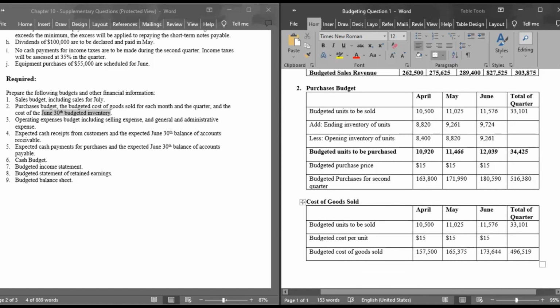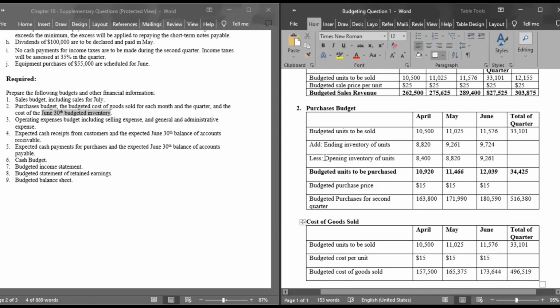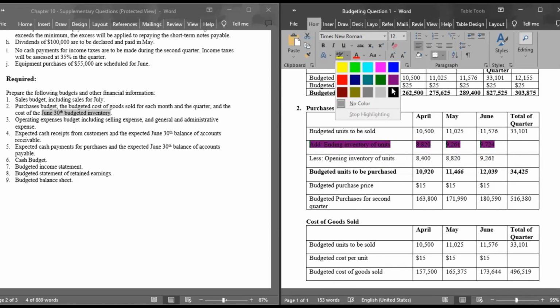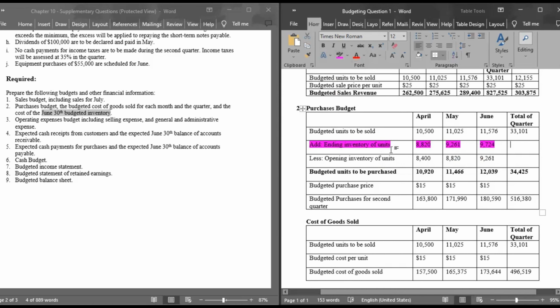Just look at the second budget, the purchases budget. In the second row, we have used ending inventory of units. The ending inventory of units we need to maintain in April is 8,820 units. In May, it is 9,261. And in June, it is 9,724.